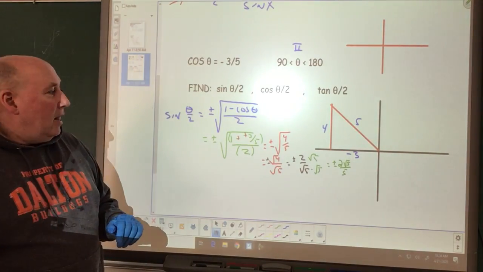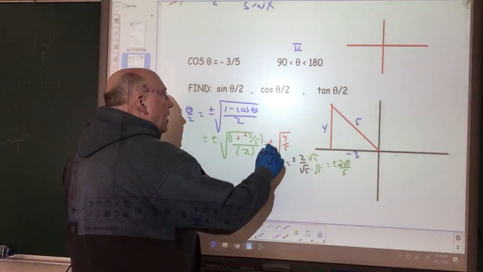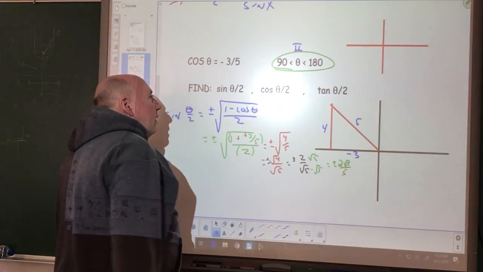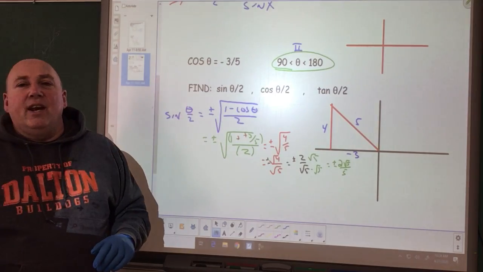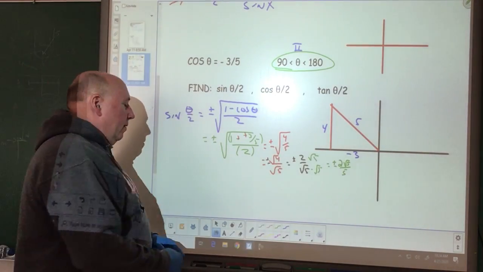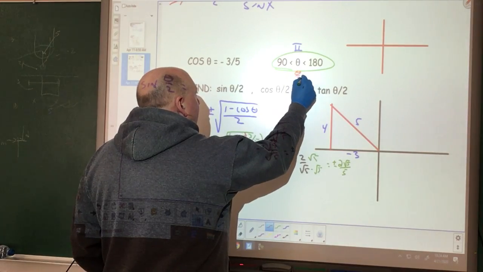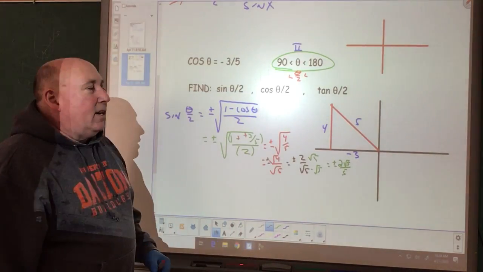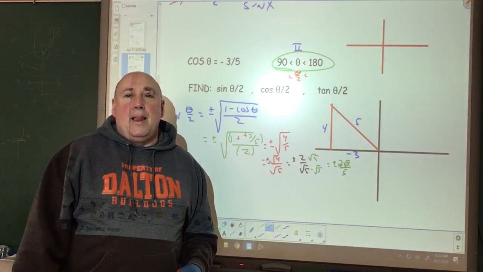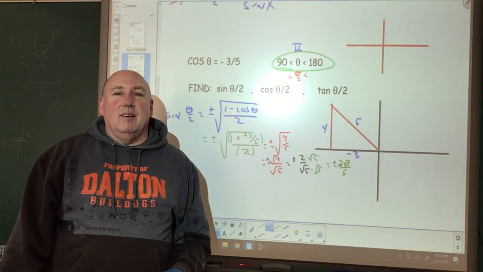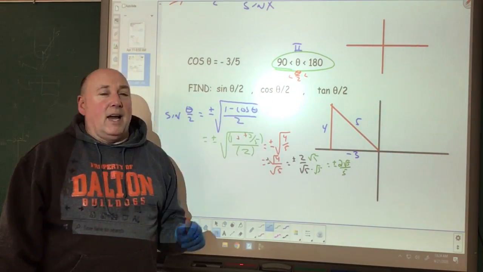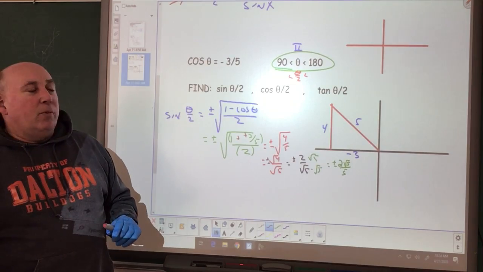Well, if theta is between 90 and 180 degrees, what is half theta in between? Ooh, that's a thinker. If theta is between 90 and 180, what's half theta in between?